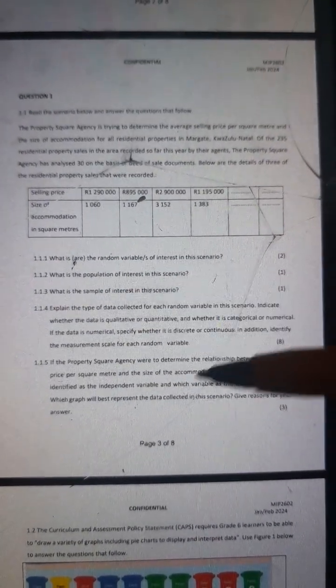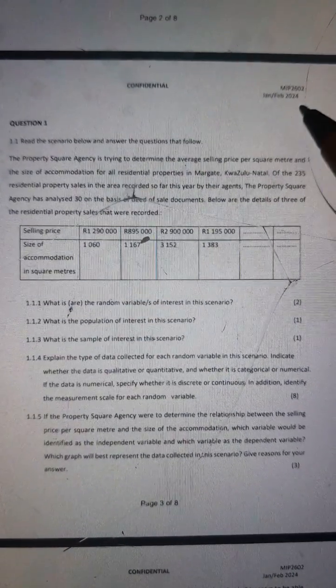Hi guys, in this video we will be looking at MIP 2602, but first we will review January, February 2024. So let's read the first question.